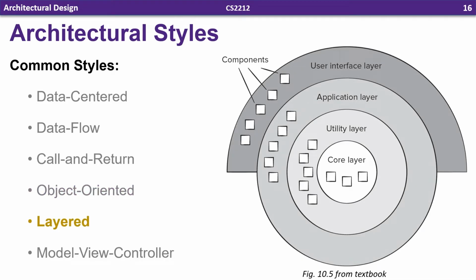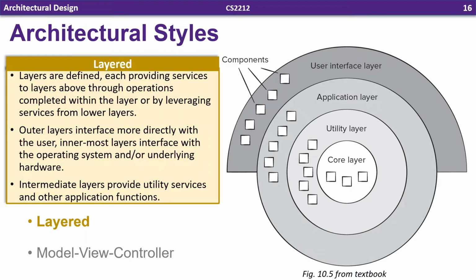The next style is layered. In the layered style, layers are defined that provide services to the layers above it through operations completed by interacting with the lower layers. For example, the user interface layer might call on the application layer when the save button is pressed in the GUI, which in turn calls on the utility layer to create a file, which in turn interacts with the core operating system to actually create the bits on the hard drive.